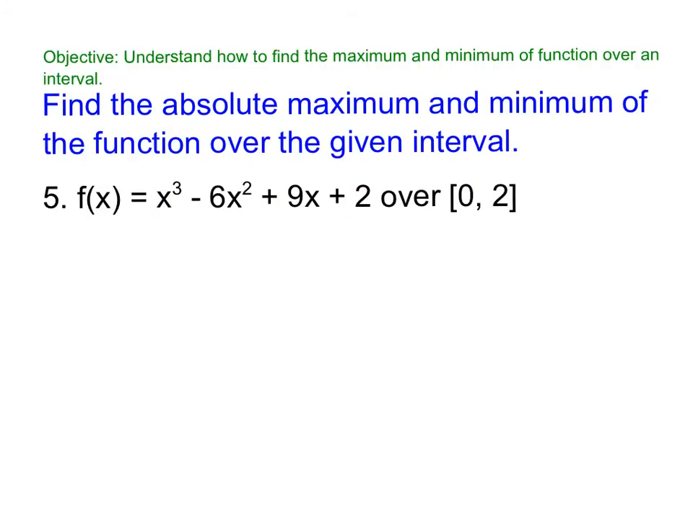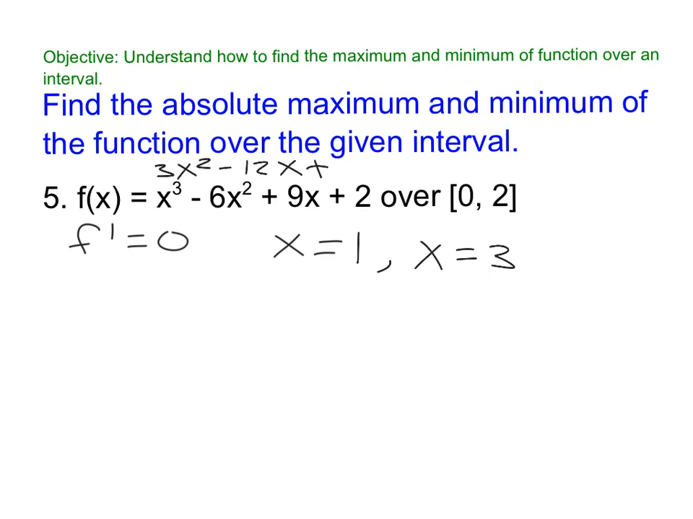So we actually already did this problem. So look back. What did we get when we set this equal to 0? We got x equals what? We got x equals 1 and x equals 3. Right? It was 3x squared minus 12x plus 9. We factored. So now what we're going to do is we need to find the greatest and least y value.